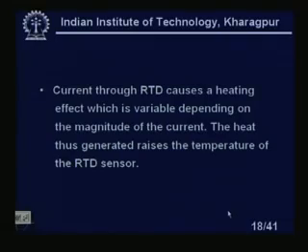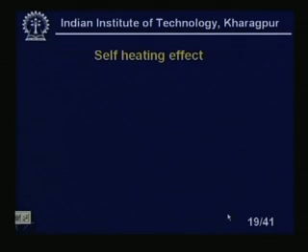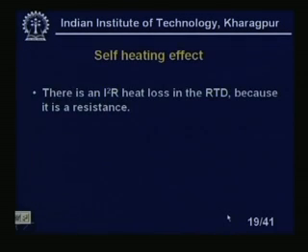Now, current through the RTD causes a heating effect, which is variable depending on the magnitude of the current. The heat thus generated raises the temperature of the RTD sensor. Self-heating effect: there is an I square R heat loss in the RTD because it is a resistance, obviously as in any resistance. And this is called the self-heating effect. You see, you cannot avoid it.